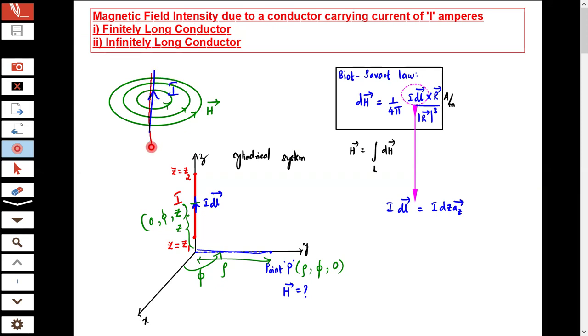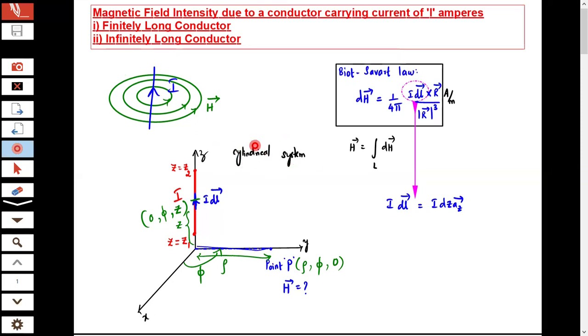Whenever we have a current carrying conductor, a magnetic field will be produced around it in the form of concentric circles, where the direction of the magnetic field can be given by the right hand thumb rule: if the thumb indicates the direction of current, the fingers point in the direction of the magnetic field around the conductor. In this case, if I is flowing upward, in the positive z direction, our magnetic field lines will be in the direction of phi, or angular phi variation. We are going to follow the cylindrical system.